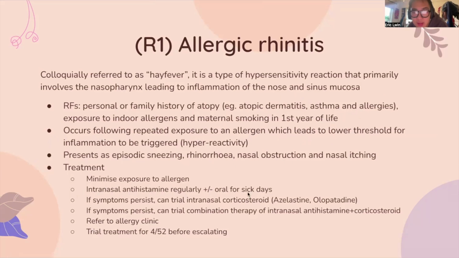And for treatment, you want to minimize your exposure to the allergen. It's kind of similar to your asthma and eczema in this way. And you can use antihistamines. You can have a regular antihistamine and oral for sick days, depending on severity. If the symptoms persist, you can try intranasal corticosteroids. And if the symptoms persist despite that, you can trial intranasal antihistamine and corticosteroid combination. If that persists, you can refer to allergy clinic. But for each of these treatments, trial the treatment for a month or 4 weeks before escalating to the next type.